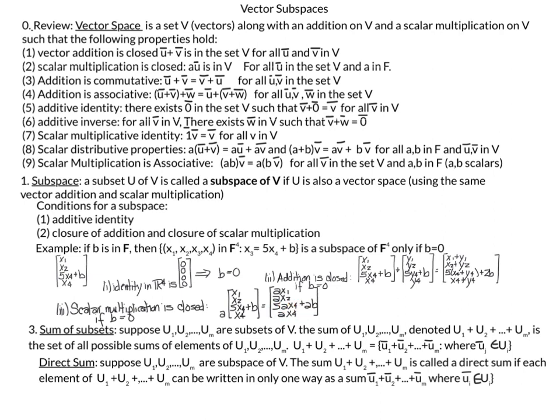But we have an a times b, so the only way a times b is equal to this b here for any value of a, any scalar a, is if b is equal to 0. So again, scalar multiplication is closed only if b is equal to 0. So we have this subset as a subspace only if b equals 0.